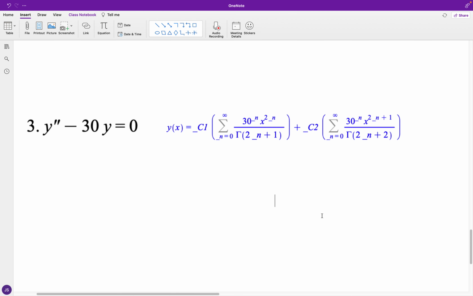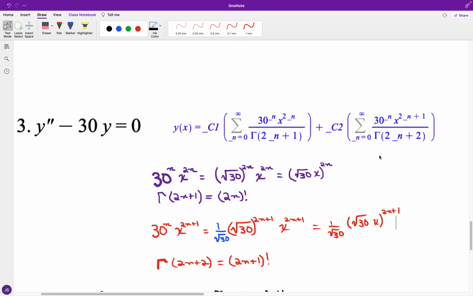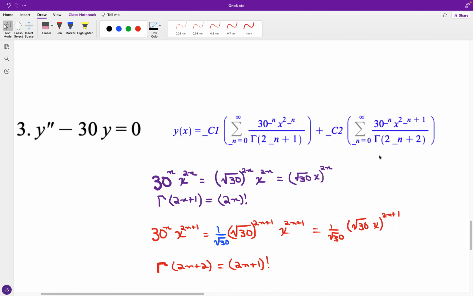Okay, so for this one, we have a bit of cleaning up to do with the powers in the numerator of both summations, as well as converting from the gamma function notation to the factorial. Okay, for the first summation, you have 30 to the n times x to the 2n, and if I consolidate, expressing in terms of the 2nth degree, well, 30 is not a perfect square number in the integers, but 30 is going to be the square of the square root of 30.